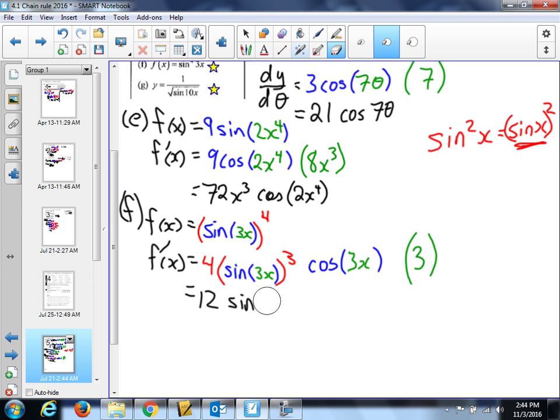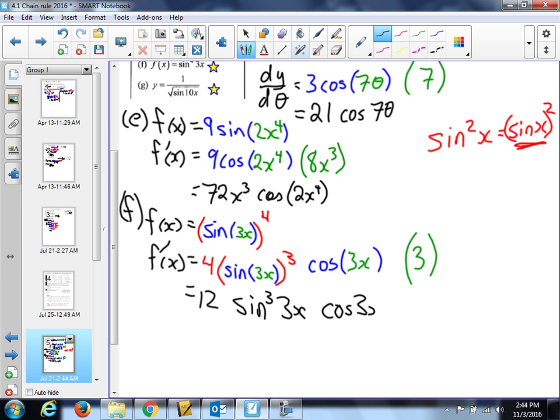What's the conventional way to write sine of 3x and then cubed? It's sine cubed 3x, isn't it? Do you guys follow what I'm saying? Because the answer book will say this. Sine cubed of 3x cos of 3x. So that's just a notation thing, right?